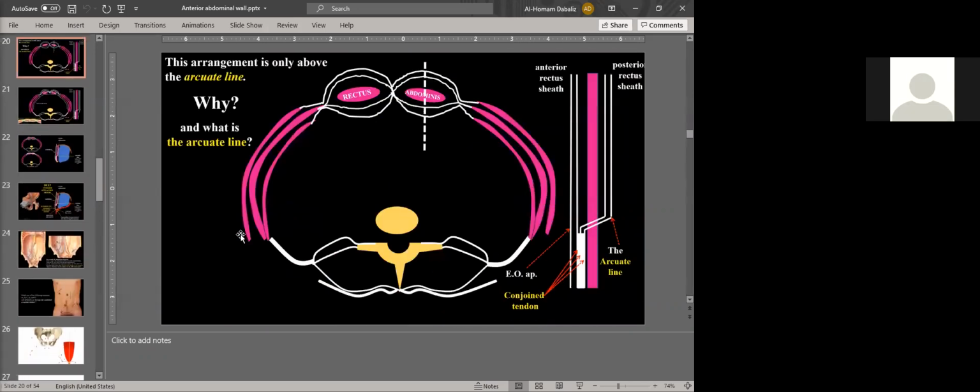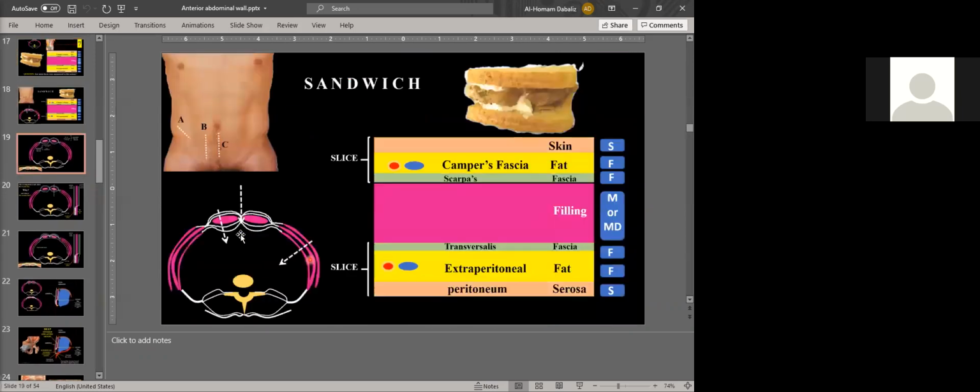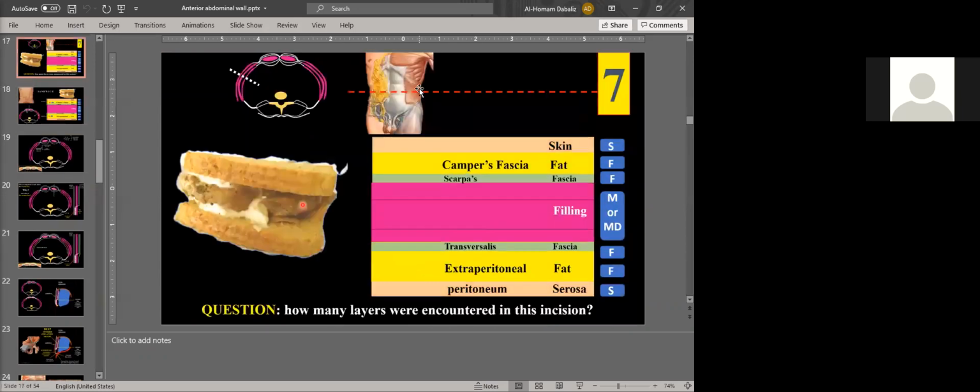17 and 18. 17, 18, yeah, they're the same. They look the same, yeah.